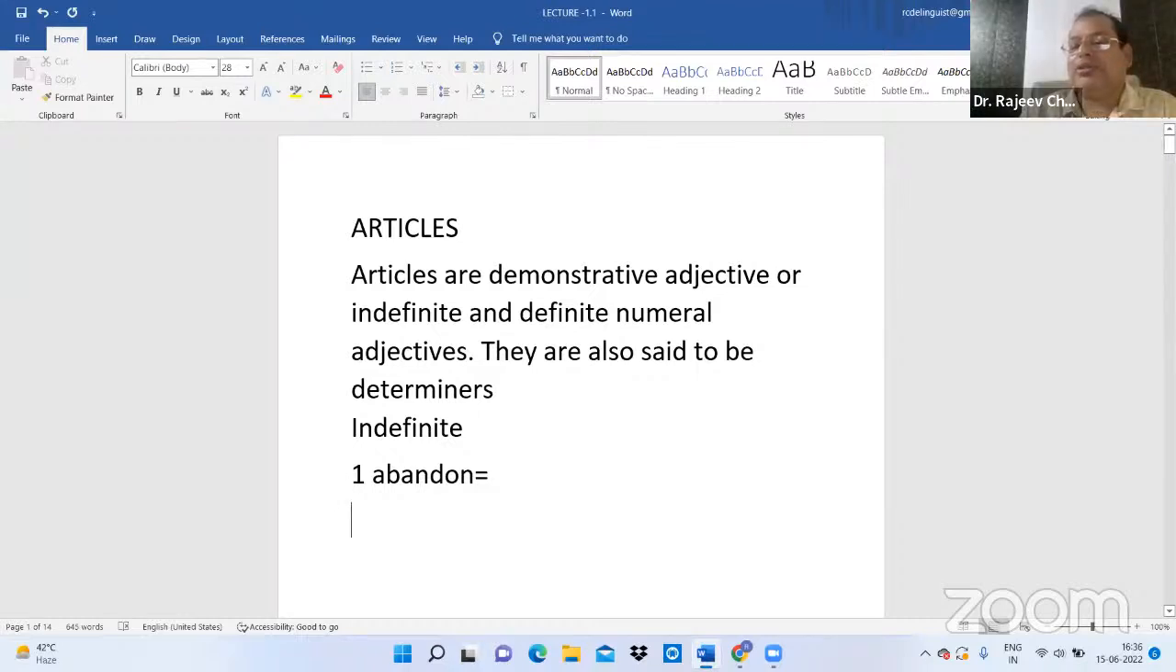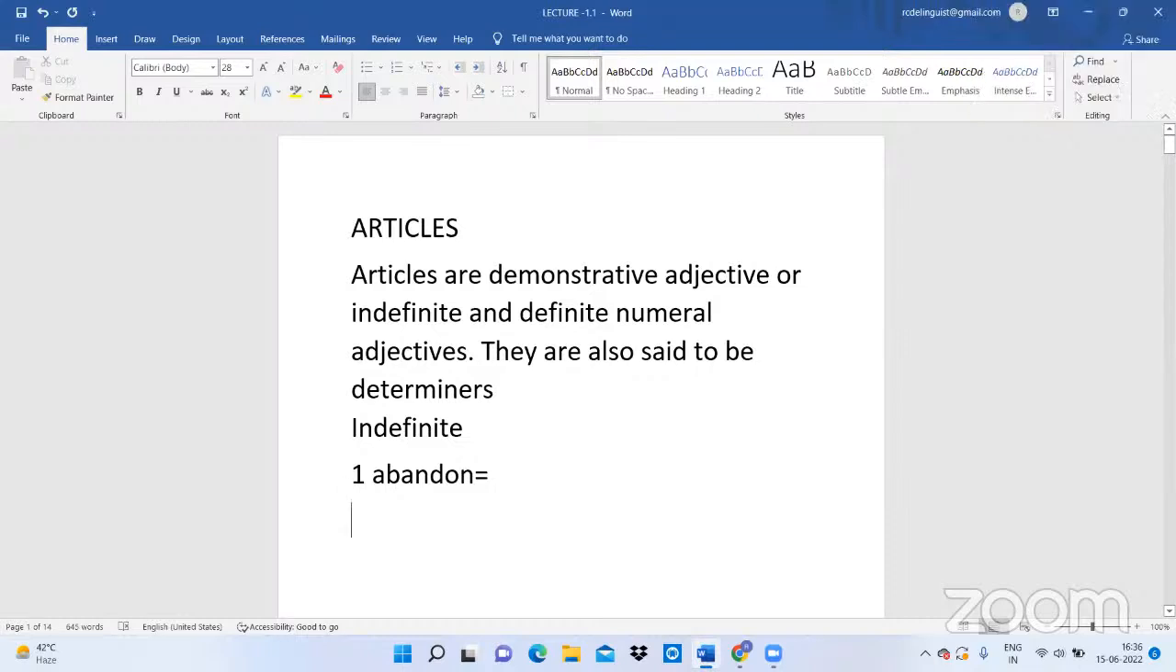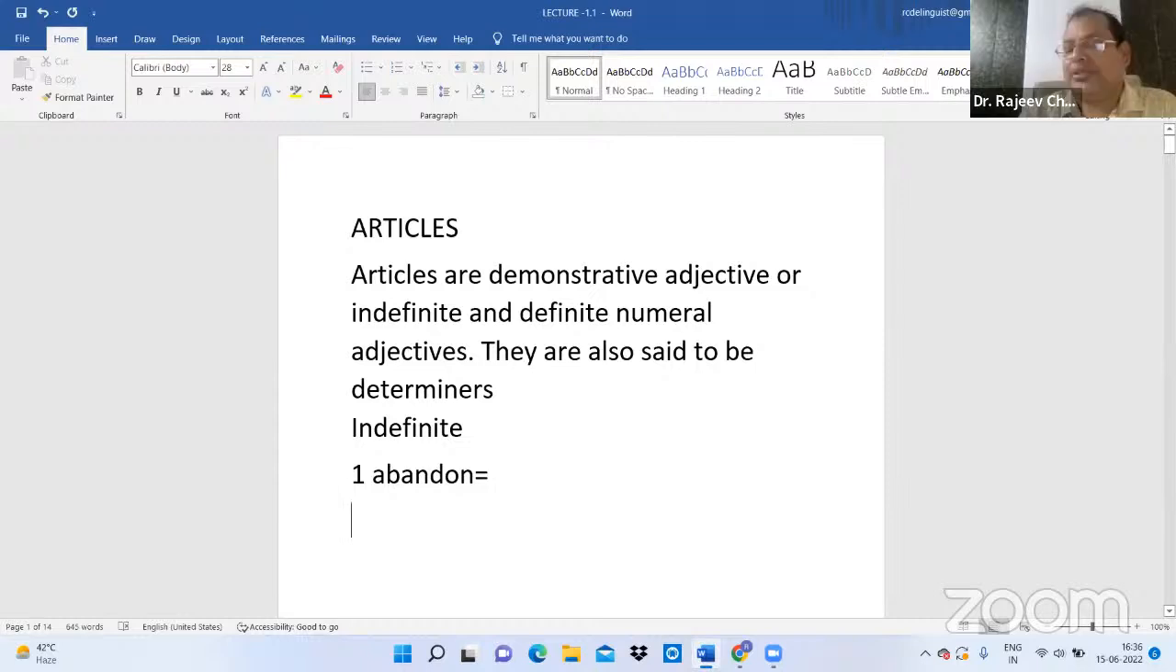Indians have vowed to abandon Western culture. You can have active participation by framing your own sentences also. Abandon ka matlab parityag karna, chhodna, tyag dena kisi cheez ko. That is to abdicate. Synonym, I'll write S-Y-N, synonym like this, okay? And synonym is abdicate.